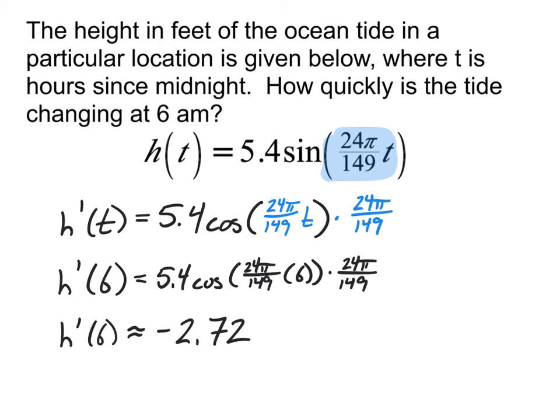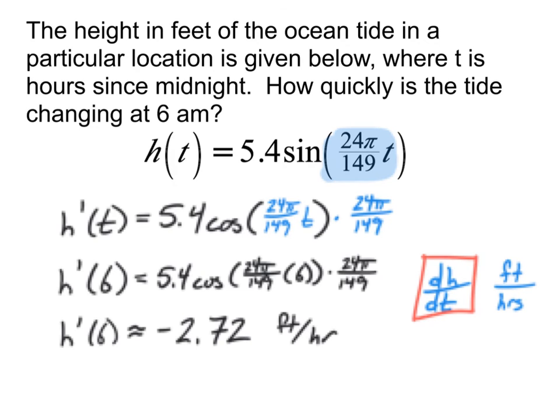Notice that this is h prime of t. If I think about this in terms of that d over d notation, that would be like I'm finding dh over dt. Why would I mention that? Because if you think about it in those terms, it tells you what your units will be. The h on the top is measured in what? It's measured in feet. The t on the bottom is measured in hours. And so that tells me how to know what my units are. So this is going to be negative 2.72 feet per hour.